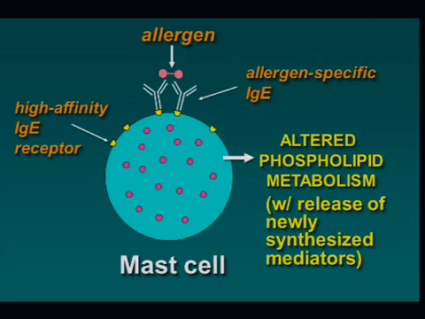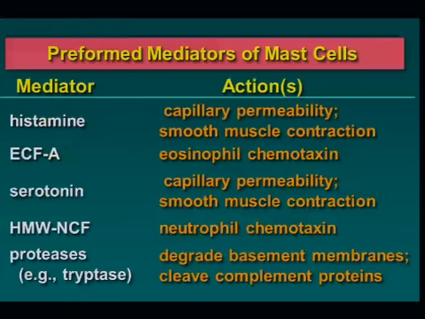Now, the second phase is that there is a further activation of the cell, cytokines are released, and now you have various other newly synthesized mediators that the cell makes anew and continues to release. Okay, so what are examples of preformed mediators? Once the cell gets activated by this allergen, it degranulates. It releases these chemicals from granules within the cell. These are examples: histamines, eosinophil chemotactic factors, serotonin, proteases, etc.